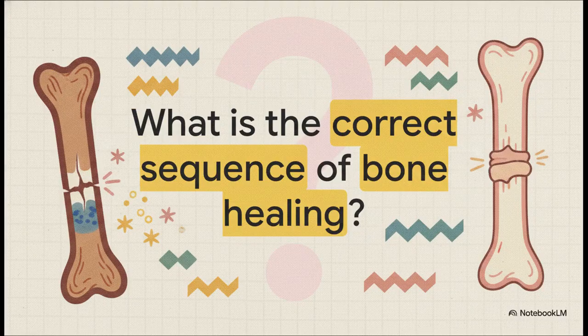Let's shift gears from soft tissue to rigid bone. During bone healing following a fracture, what is the correct sequence of structural stages leading to definitive repair? A. Callus formation, hematoma, remodeling, ossification. B. Hematoma, soft callus formation, hard or bony ossification, remodeling. C. Remodeling, soft callus, hematoma, osteotomy. Or D. Ossification, remodeling, fibronectin deposition, soft callus.